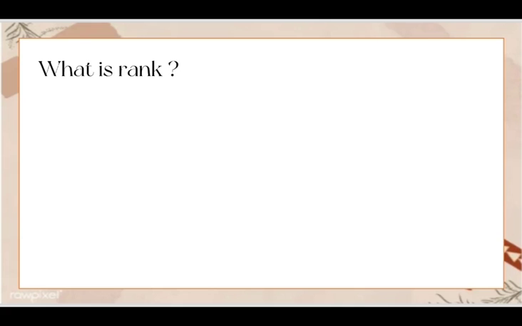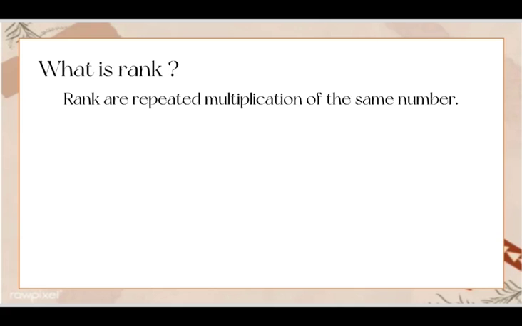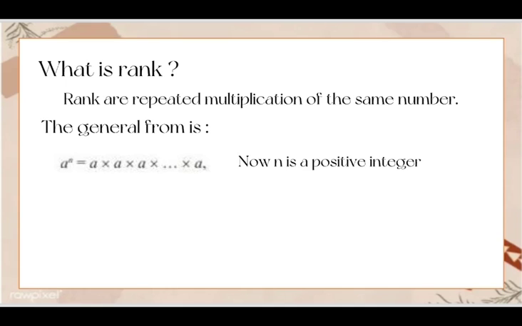What is an exponent? Exponents are repeated multiplication of the same number. The general form is a multiplied by a multiplied by a and so on, n times. Now n is a positive integer starting from the numbers 1, 2, 3, 4 and so on. So that you understand better, I'll give you an example.